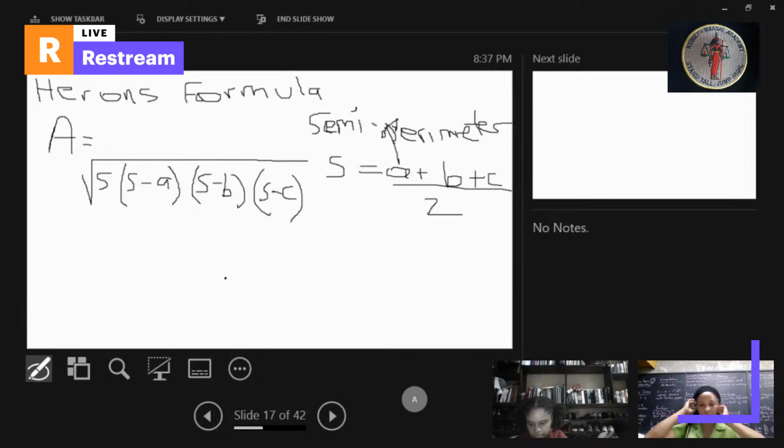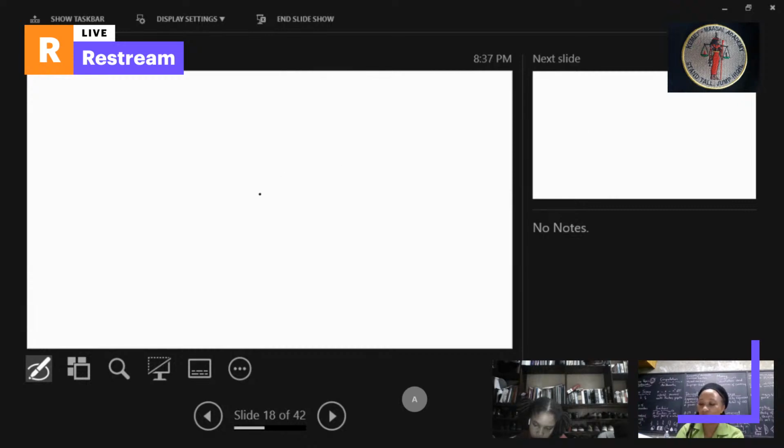Okay, so first we need to find the semi-perimeter. Add the three sides, divide by 2, and then plug in that answer here, here, here, and here, and subtract each side from it. All right, Asar, so let's work one.